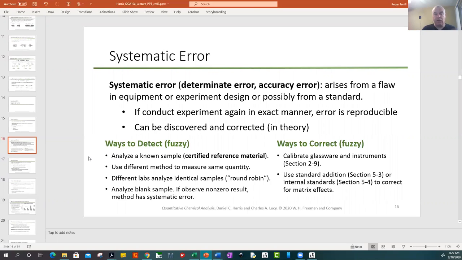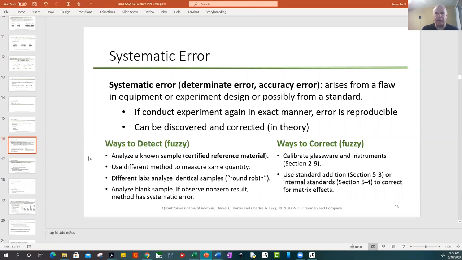If you do your experiment over a few times, you get 258.3 plus or minus 0.5, right? You know your answer is way far away from the known value. So that's an example of a systematic error. Systematic or determinant or accuracy error, right? So you can analyze a standard reference material. You can send it off to a different lab.